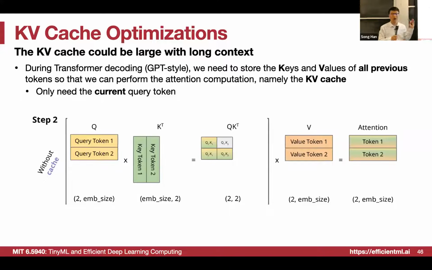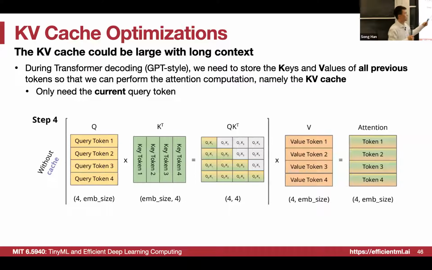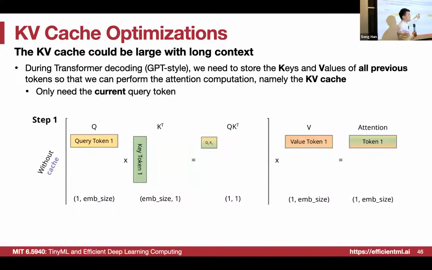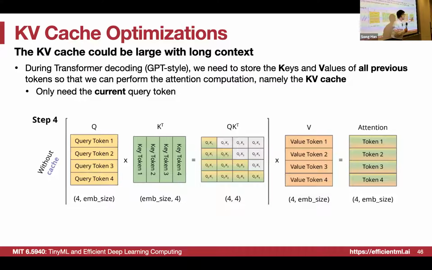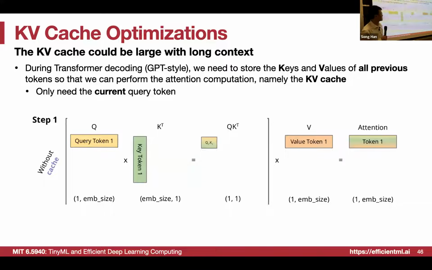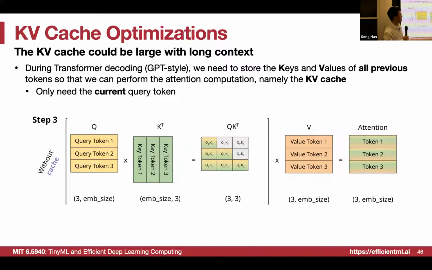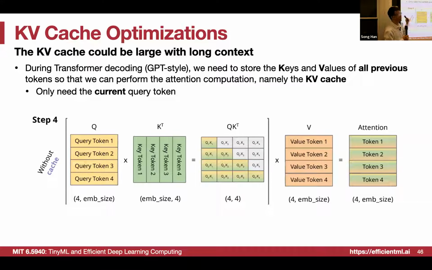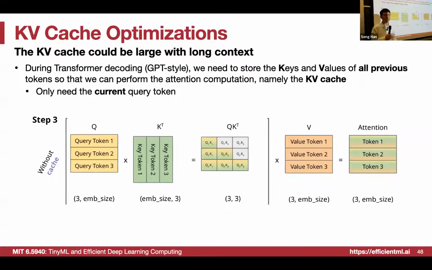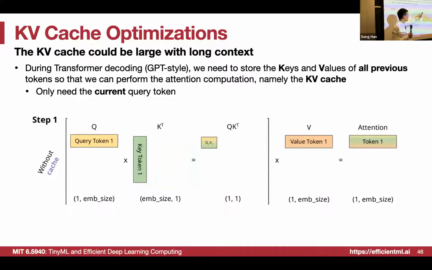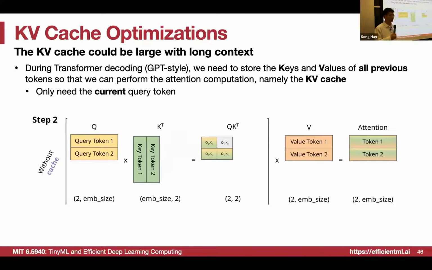So in this video, there are 4 steps. Then we have the QK transpose, and multiply with V, and finally the attention. So without KV cache, for every new token, for example, here we have to calculate this 2 by 2 matrix. And here we're 4 by 4.